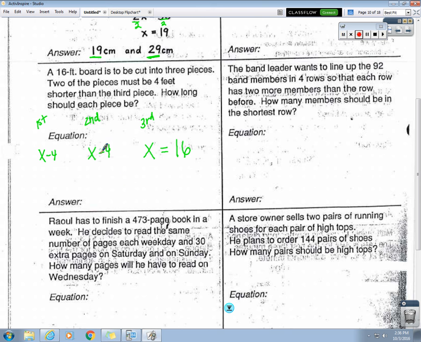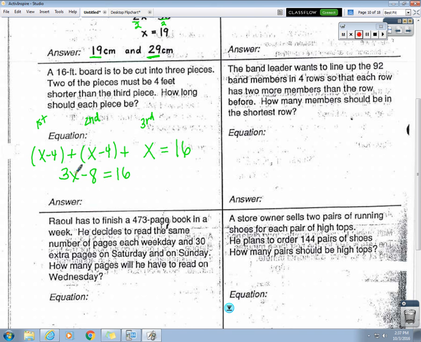Now, don't the 3 pieces together total up to 16 feet? So does everybody understand how I set it up? This is piece 1, this is piece 2, and this is piece 3. But they told us piece 1 and 2 were 4 feet shorter than piece 3. So you have to write minus 4 on both of those. Now what do I do? Well, now combine like terms. So x plus x plus x is 3x. And then I have a negative 4 plus a negative 4, which is a negative 8, and then equals 16.